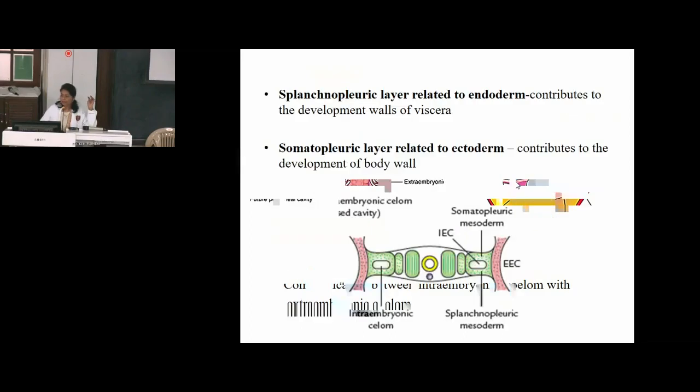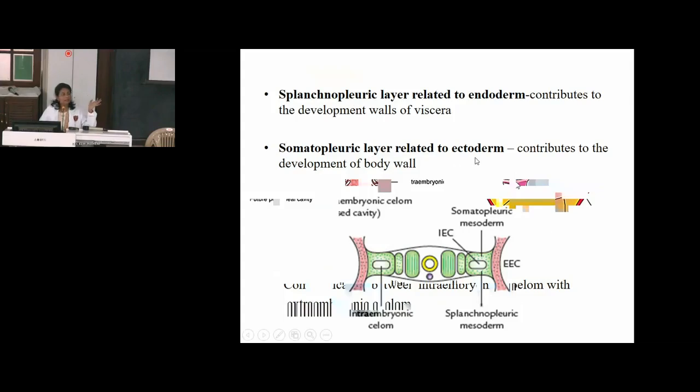So this splanchnopleural layer, related with the endoderm, forms the visceral peritoneum, visceral pleura, or visceral serous layer of the pericardium. Okay. While the somatopleural layer, which is related with the ectoderm, contributes to the formation of the body wall, the parietal layer. The parietal layer is forming from the somatopleural layer.